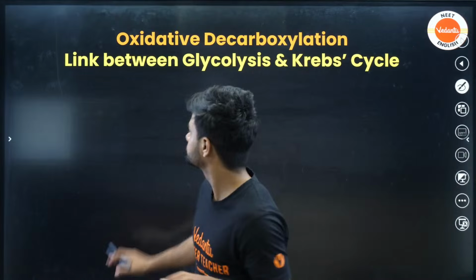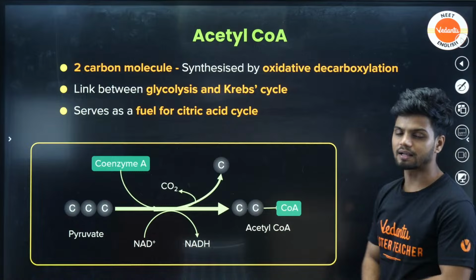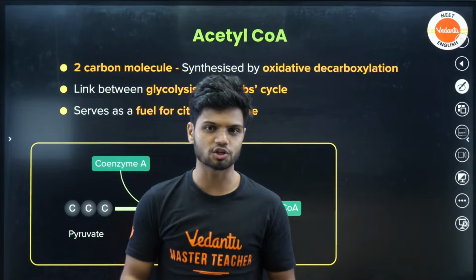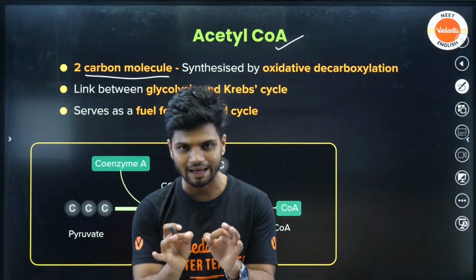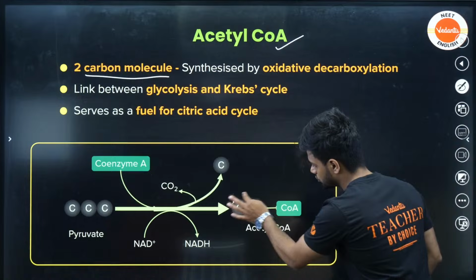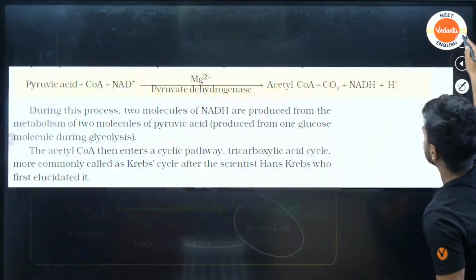This is a link reaction between your glycolysis and Krebs cycle, and the resultant of your oxidative decarboxylation is a compound called acetyl coenzyme A. Acetyl coenzyme A is a two carbon molecule. Please remember this. Acetyl coenzyme A is a two carbon molecule.